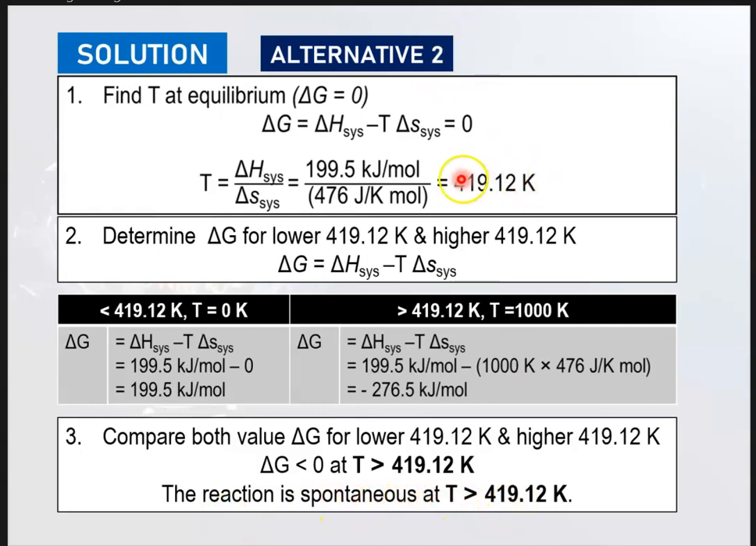Ataupun tak perlu dah. You get the temperature where delta G is equal to 0. Means that the temperature lower than this will give non-spontaneous. So the reaction is spontaneous at a temperature higher than this one. Normally kalau lagi panas lagi spontaneous lah. Tapi kalau lower than this, it will become non-spontaneous.